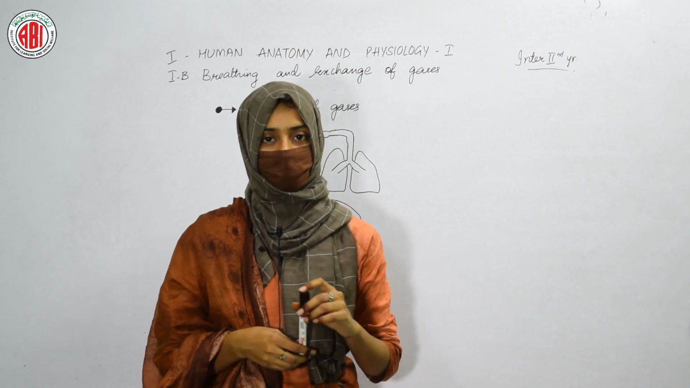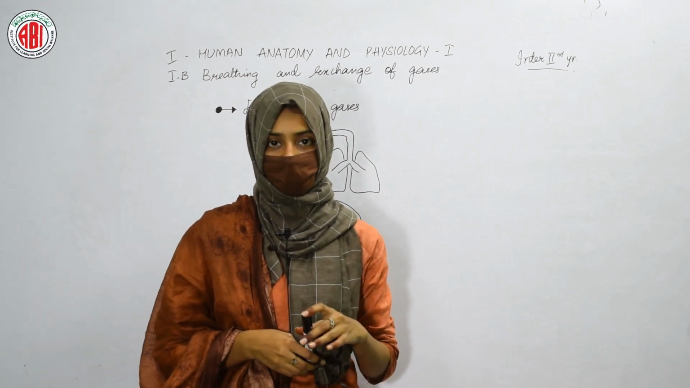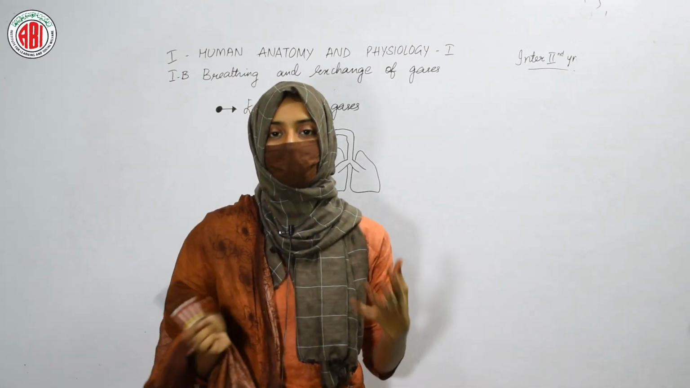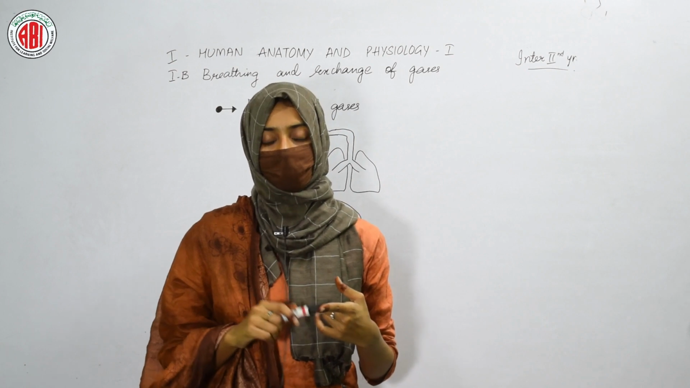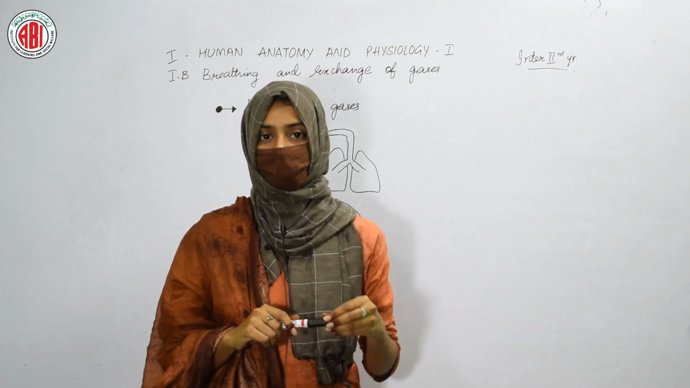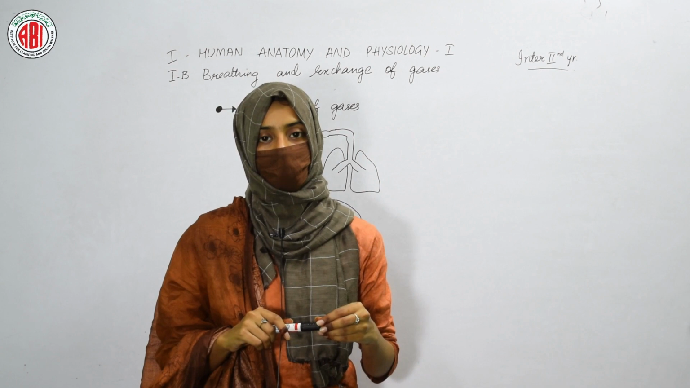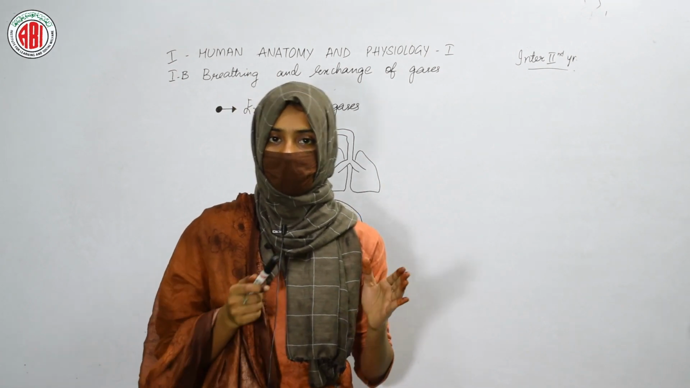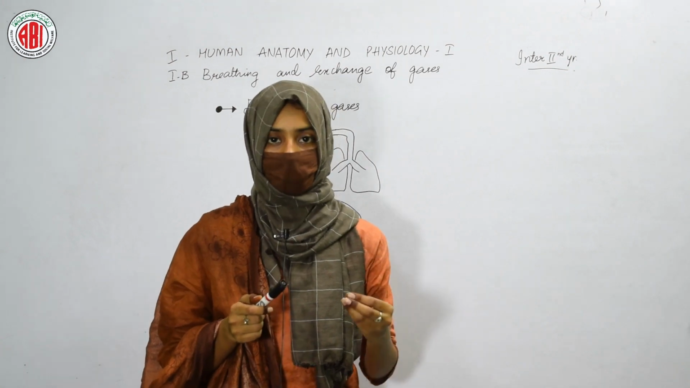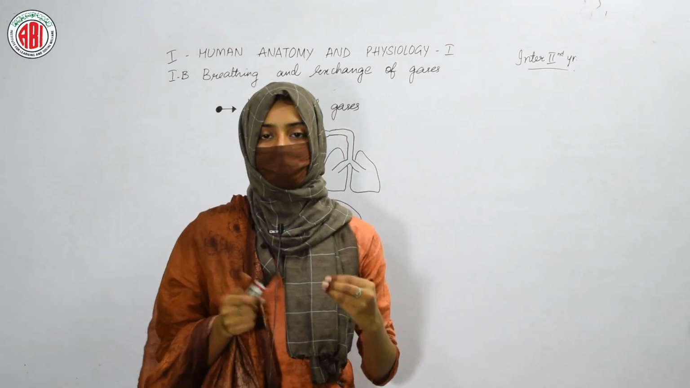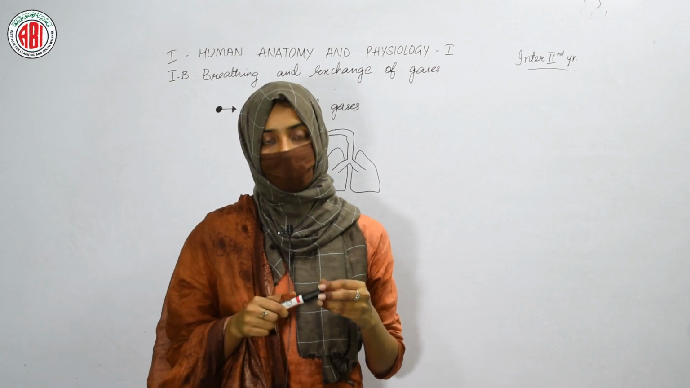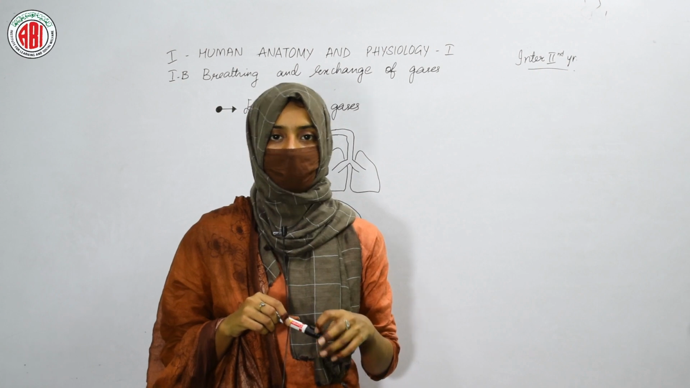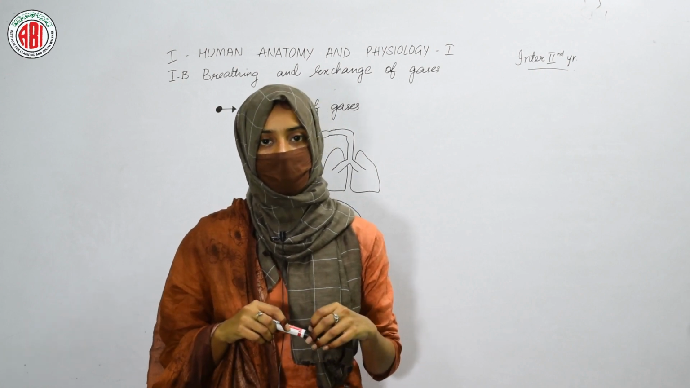In the last session, I explained the mechanism of breathing. Breathing involves two steps, expiration and inspiration, which we can also call exhalation and inhalation. The mechanism of exhalation and inhalation involves the movement of the diaphragm and ribs. The diaphragm and the ribs move due to the contraction of different muscles, and due to the movement of the ribs and diaphragm, inhalation and exhalation take place.